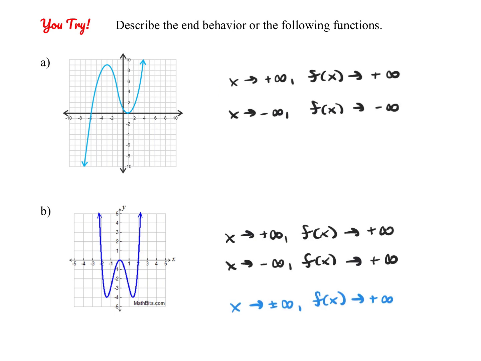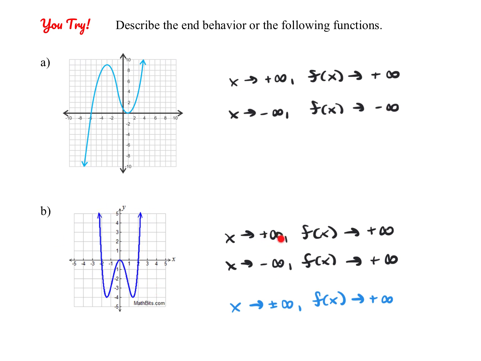All right, go ahead and check here. So this first one we could see as x approaches positive infinity, f of x approaches positive infinity. So moving to the right, my graph goes up. And as x approaches negative infinity, f of x approaches negative infinity. So moving to the left, my graph goes down. You can see for part B, both sides go up.